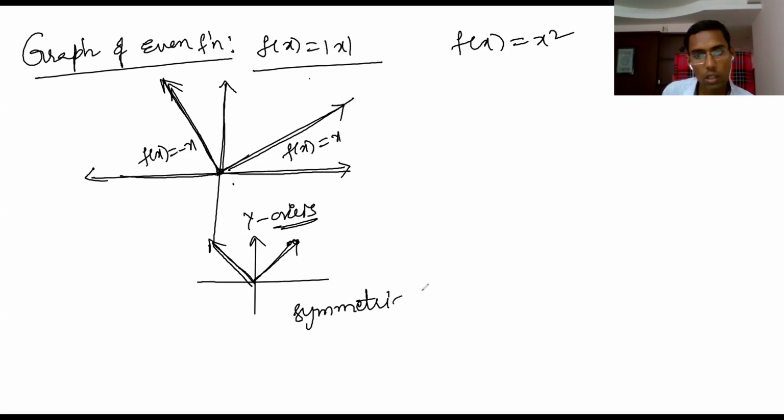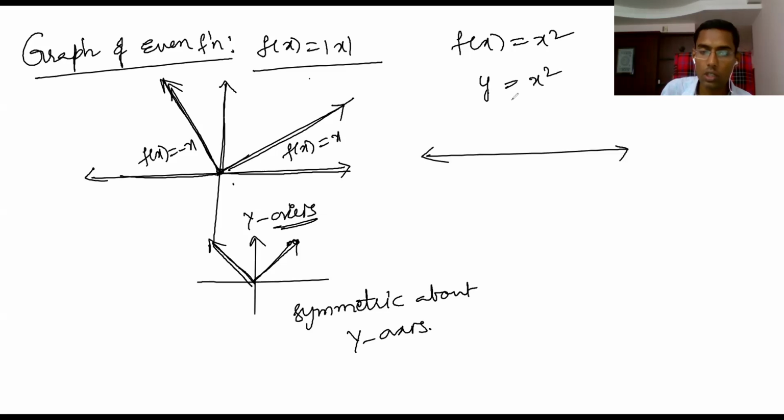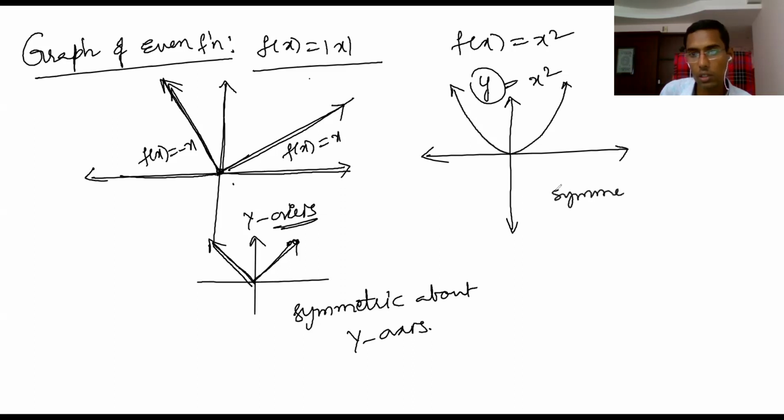Symmetric about the y-axis. Similarly, y equal to x square, if you draw it, is also symmetric about the y-axis. The graph is like this. It is all the same, symmetric about the y-axis.